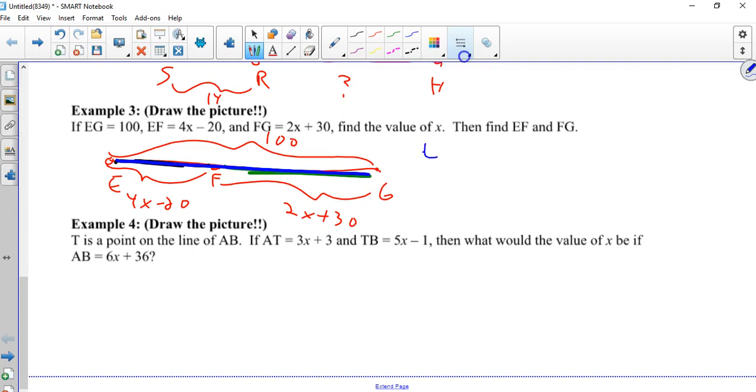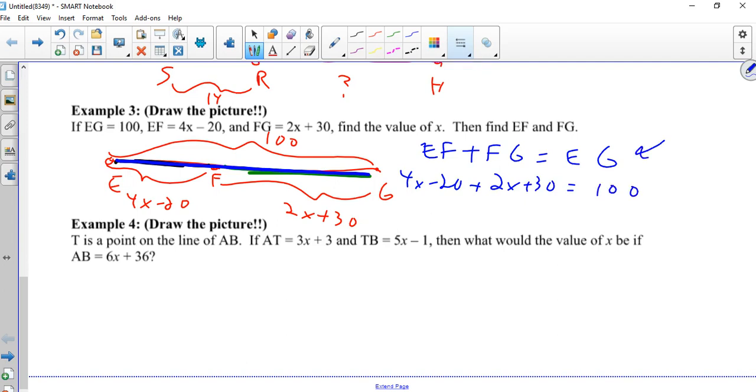And if it helps, do this. EF plus FG equals EG. And then you just substitute in. What is EF? 4x minus 20 plus FG, which is 2x plus 30. And what's EG? We know that's 100. So I like to lay this out first. It helps as a little baby step in between to remind myself what I'm doing.